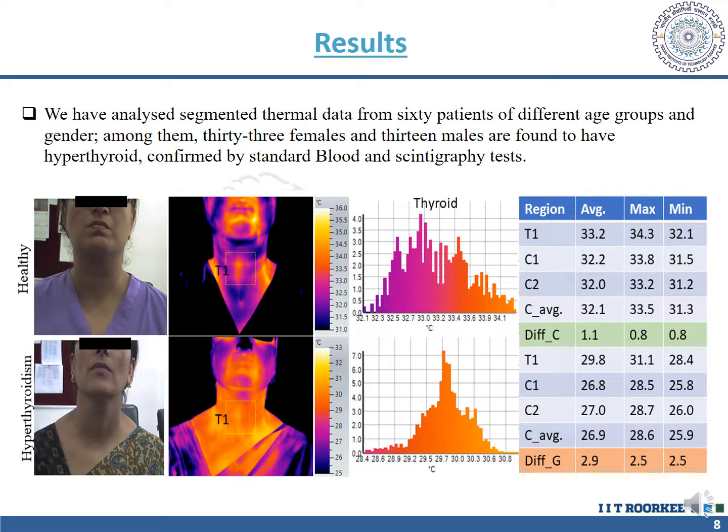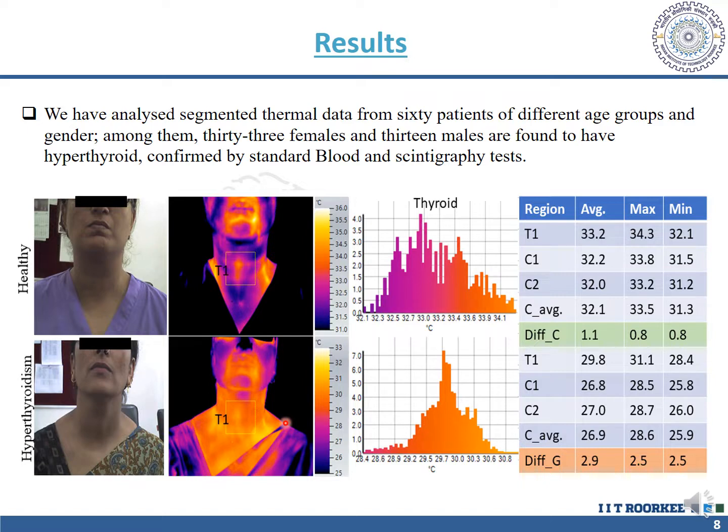Now I would like to show the results of our study. So for our study, we have analyzed 60 patients from different age groups and gender. Among them, we found that 33 female and 30 male are found to have hyperthyroid. And all these results are confirmed or supported by the blood or standard scintigraphy tests. This is a one case study that we have done.